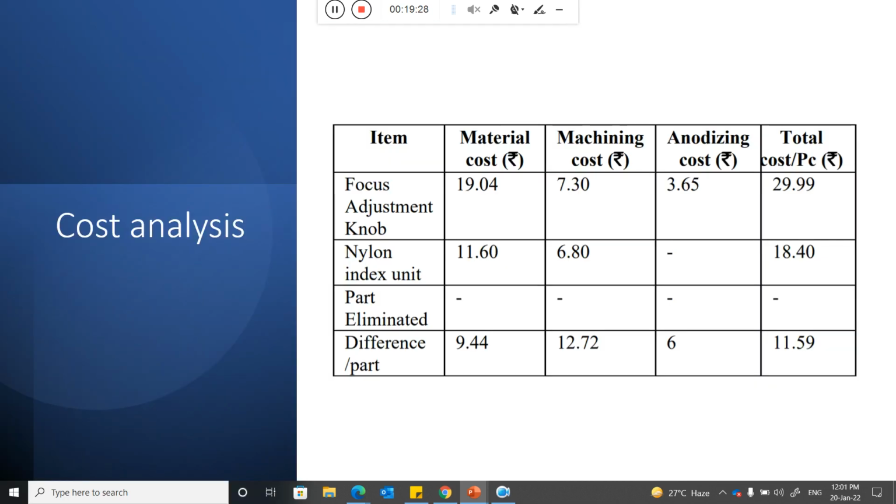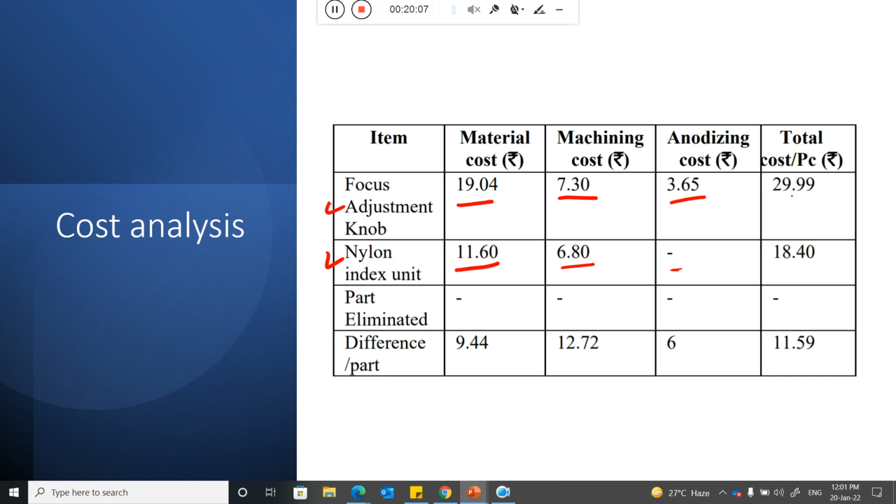So here, the focus adjustment knob: earlier the material cost was 19.04, now the cost is 11.06 if we use the nylon index unit. The machining cost, actually we use a milling operation, CNC milling, 7.30, and here for nylon index the cost is 6.80. Here you need to do anodizing because the material is an aluminum alloy, which takes 3.65, but that is not needed here at all.